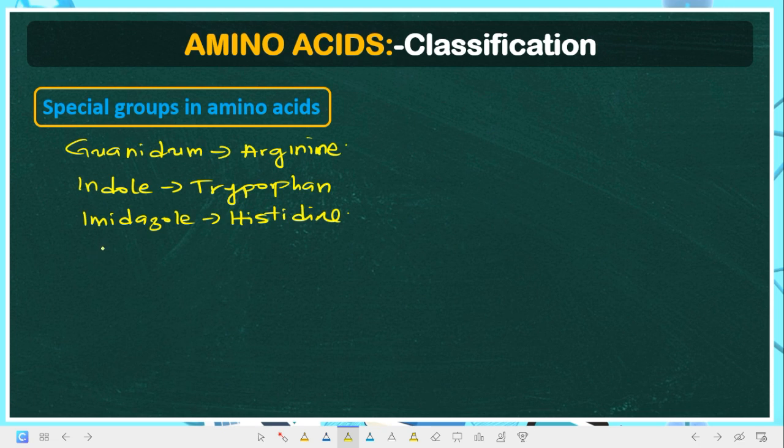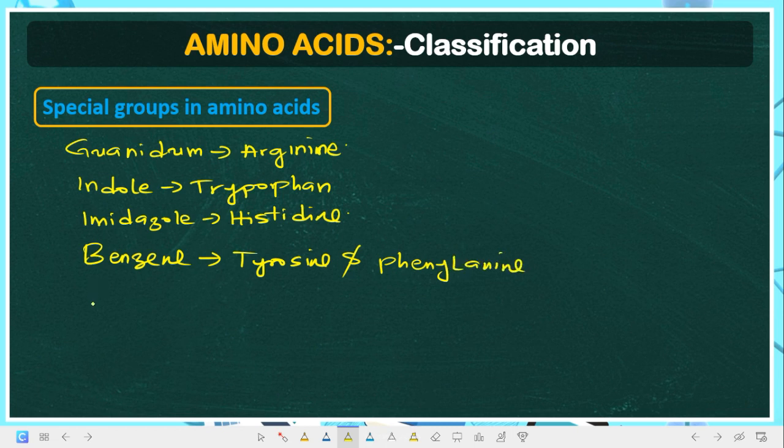we also have the benzene ring. Benzene ring is found in 2 amino acids, which are what? Tyrosine and phenylalanine. And then we have the pyrolysin group. Where is the pyrolysin group? In proline. So these are the special groups found in amino acids.